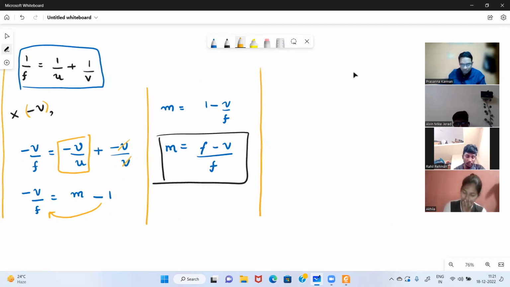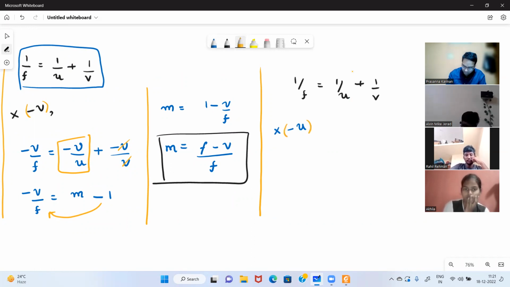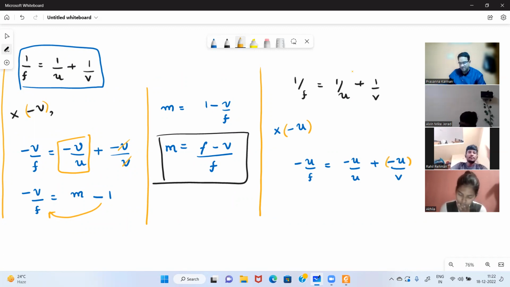We will now do for u. Again, the starting point is the mirror equation. What is the mirror formula? 1 by f is equal to 1 by u plus 1 by v. Now multiply by minus u. So if I do that, what will I get? Minus u by f is equal to minus u by u plus minus u by v. Correct?